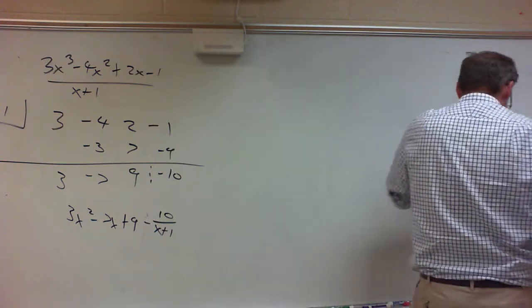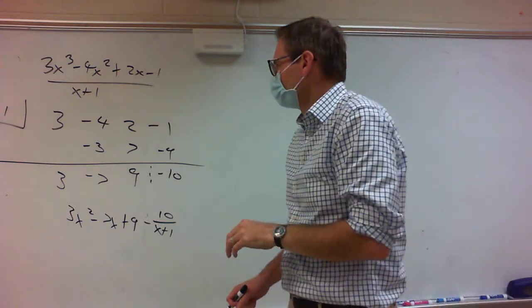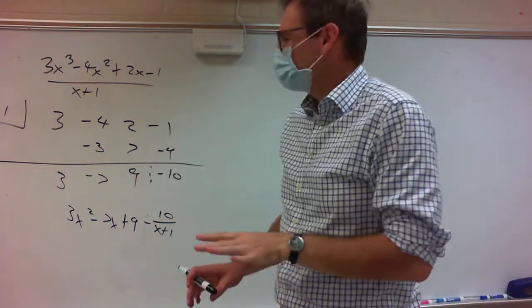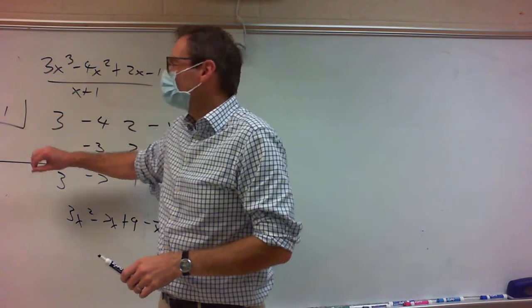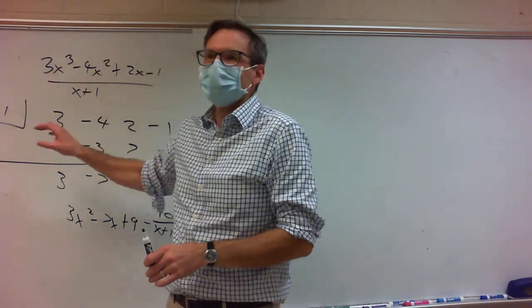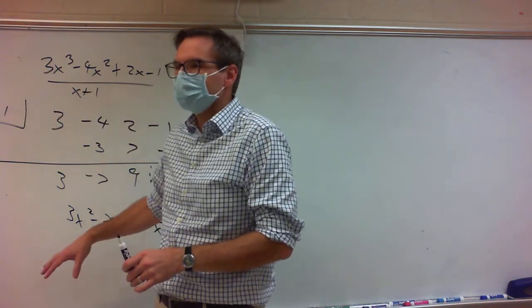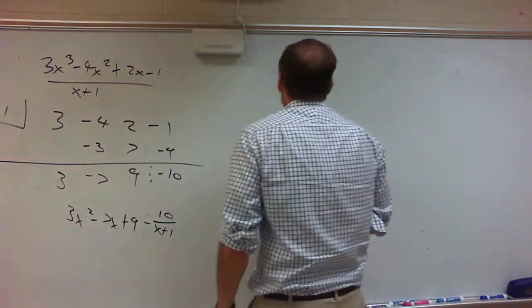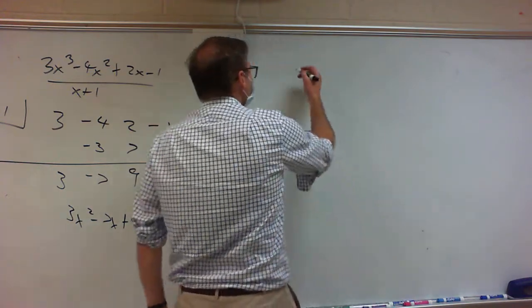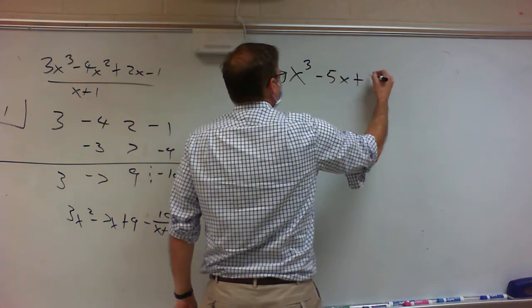So we just drop down the 3, we don't multiply by negative 1? Right, you don't. Whenever you're doing synthetic division, the first number always drops down. A very common mistake is students try to do something to that first number. You just bring the first one down. Okay.